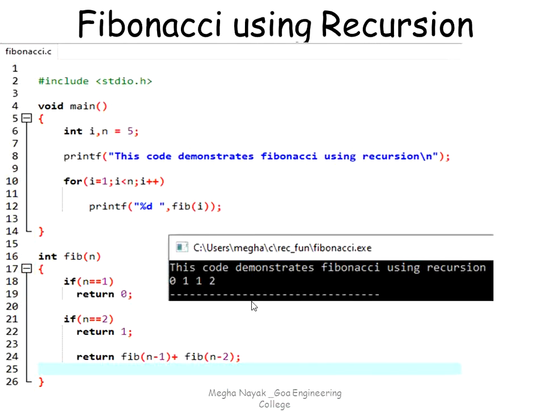I hope this is understood now. This is very simple. It's fib of n minus 1 plus fib of n minus 2 taking care of my base cases.